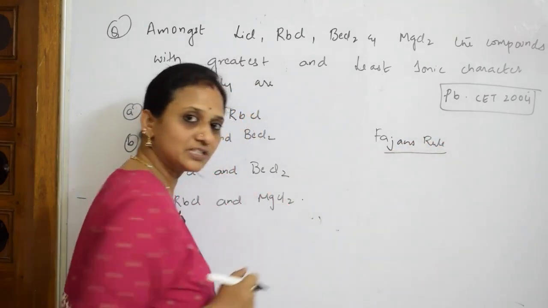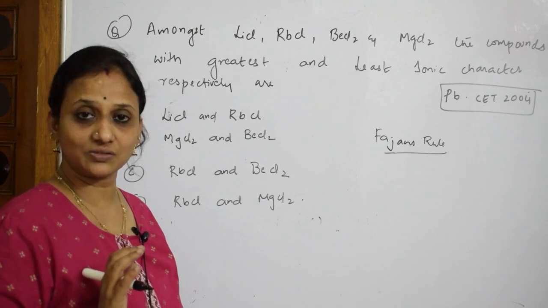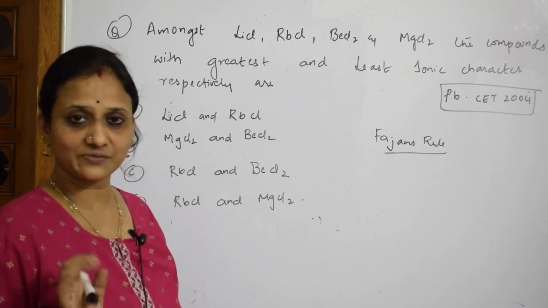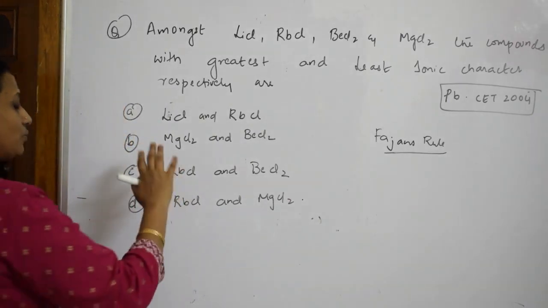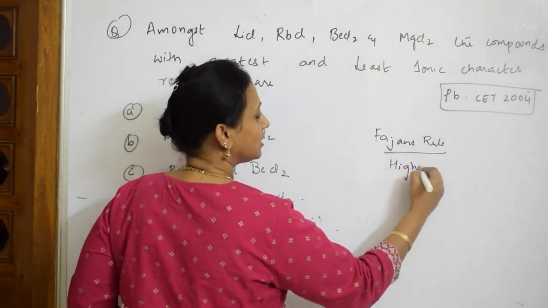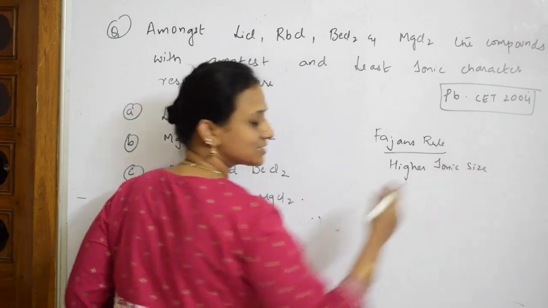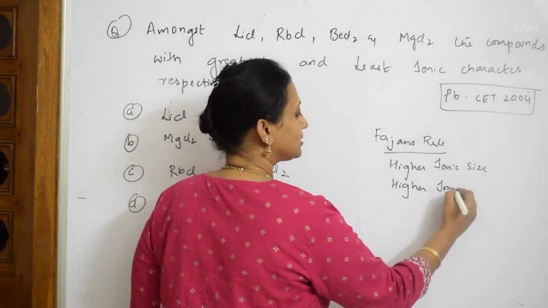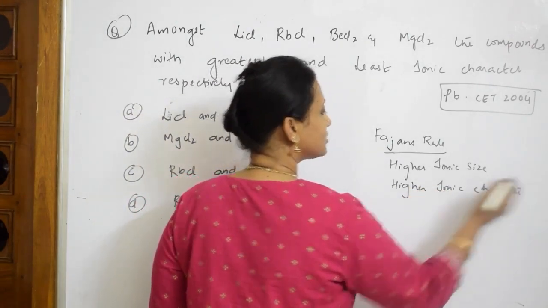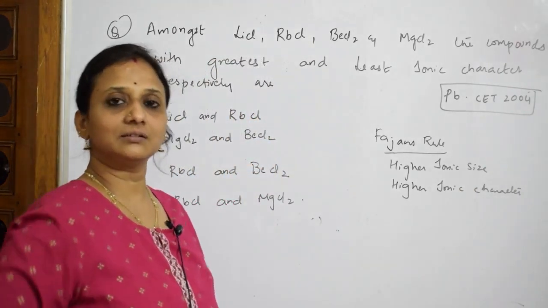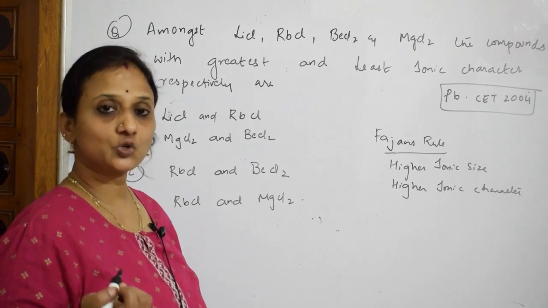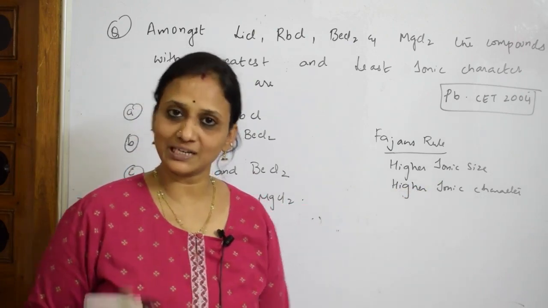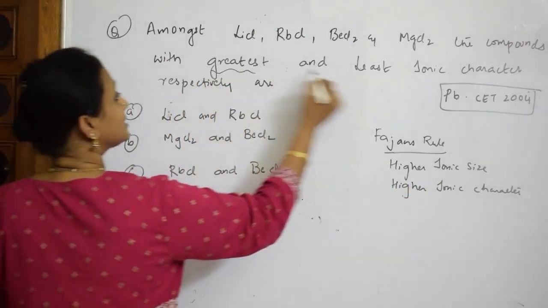You should remember, according to Fajan's rule, the larger the cationic size, the more the ionic character. That is Fajan's rule, the polarizing or dragging tendency. So higher ionic size means the cation is larger, hence higher ionic character. In the reverse order, if the ionic size is smaller, they are indirectly covalent in nature. That means if the ionic size is smaller, the ionic character also will be lesser. Now what do they ask me? Which has the greatest and the least ionic character?